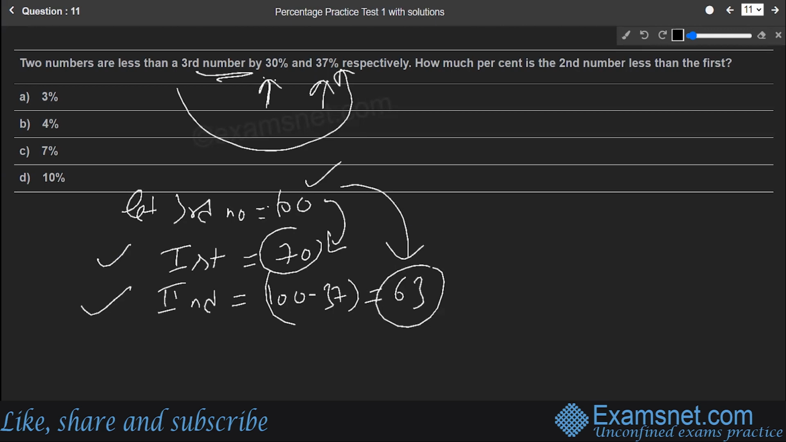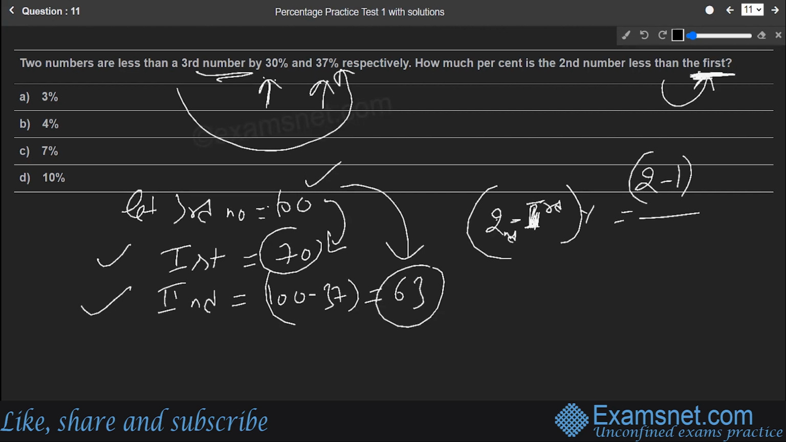Then he says, how much percent is the second number less than the first? We need to know how much percent the second number is less than the first. Second number less than the first is asked. So we need to find out the second number minus the first number, the difference, divided by the first. Whatever appears after "than" becomes the denominator for calculation. Less than the first, so the first has to come in the denominator side into 100%.